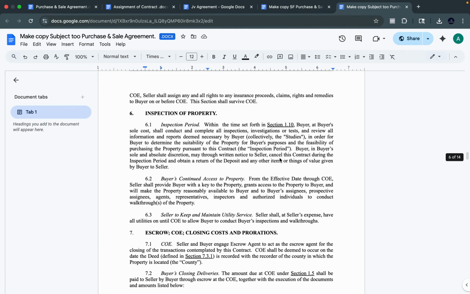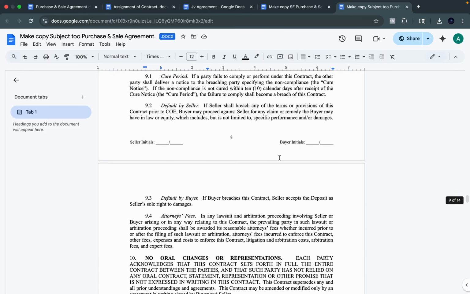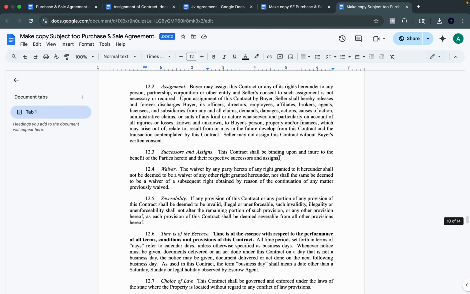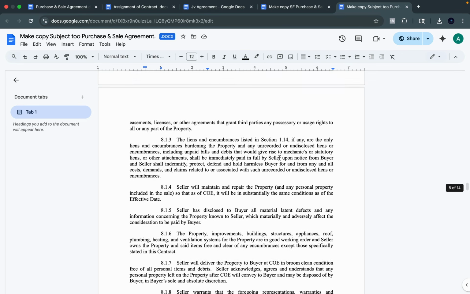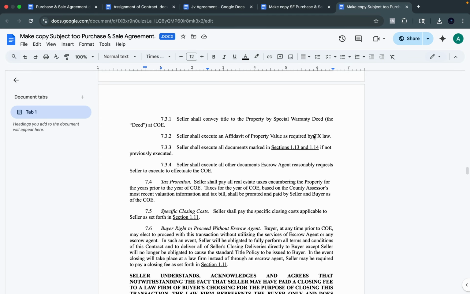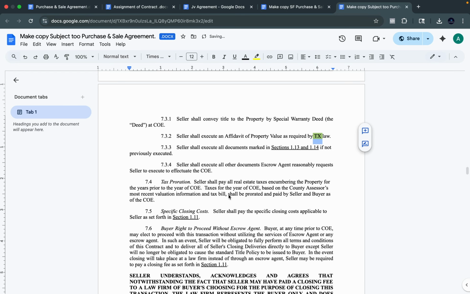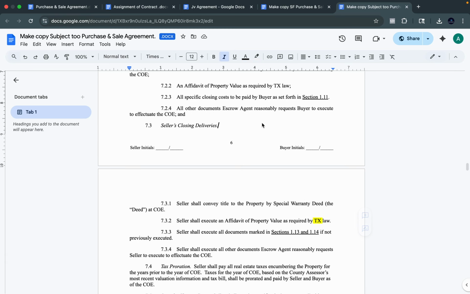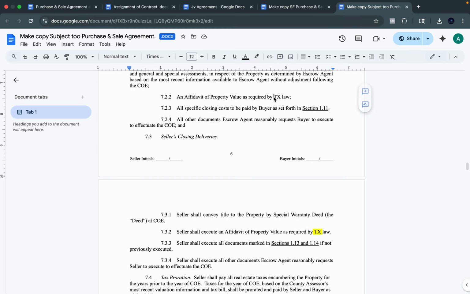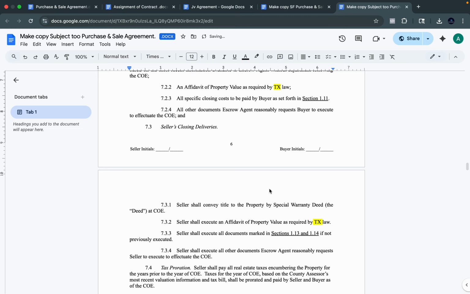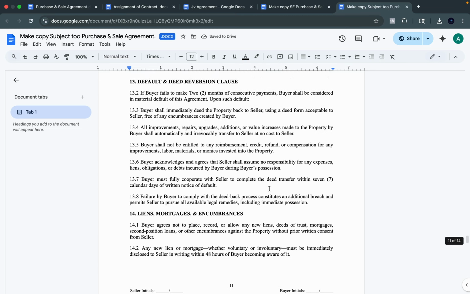So you just keep marking initials, make sure they're reading it and they're understanding it. And then, like I said, there is this as well. You want to make sure you're putting the appropriate state that it's in, and not putting the incorrect state. So in this case, if the deal's in Texas, you put Texas. If it's in Florida, you put Florida.